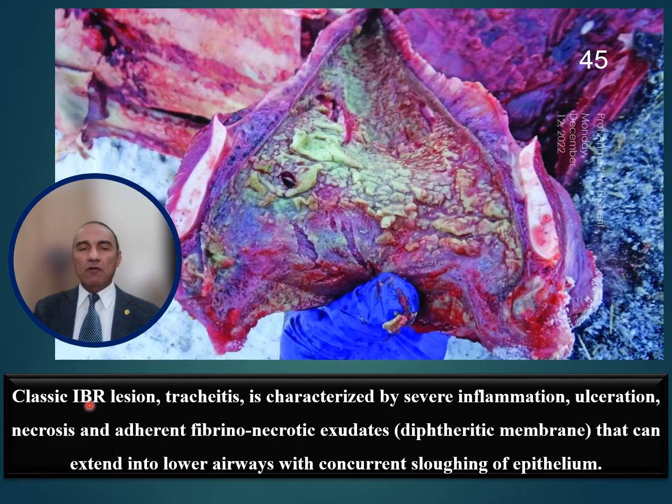Classic form of IBR lesions. Tracheitis characterized by severe inflammation and ulceration, necrosis, and adherent fibrinonecrotic exudates at the diaphragmatic membrane that can extend into the lower airways, as appears in this figure, with concurrent sloughing of the tracheal epithelia.